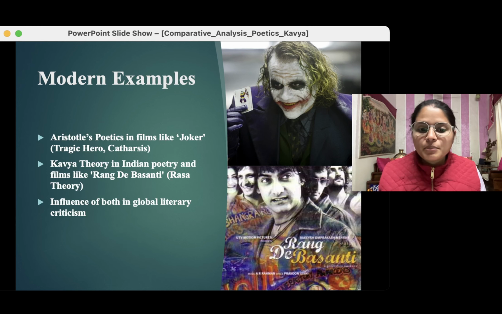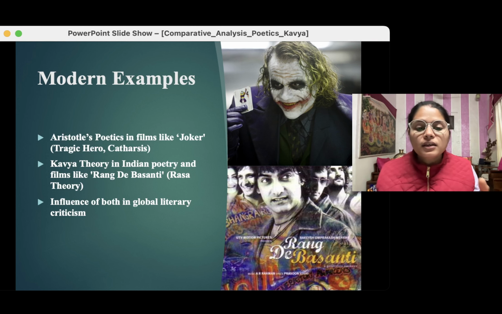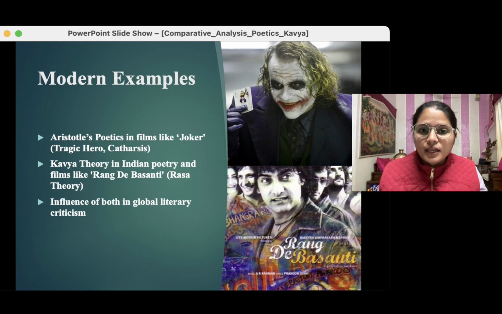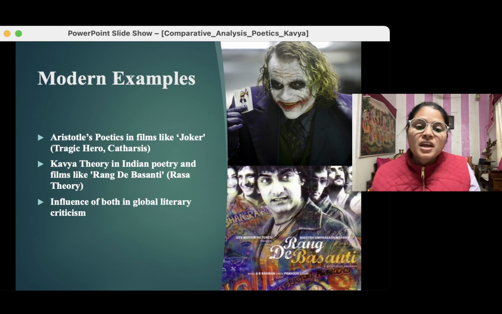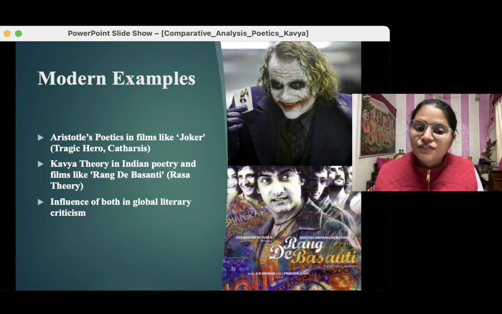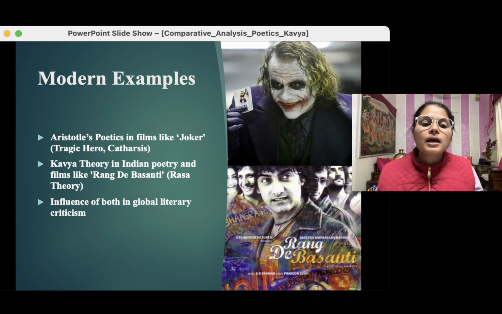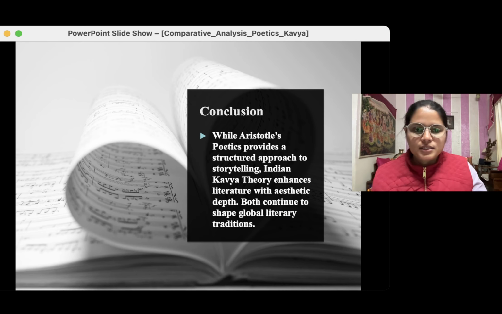Now, the modern examples. We all know Aristotle's Poetics can be seen in the film Joker, wherein there is a tragic hero, there is catharsis, and there are different elements which Aristotle talked about, majorly about tragedy. Kavya theory can be seen again in Indian poetry and in films like Rang De Basanti. So both basically influence global literary criticism.